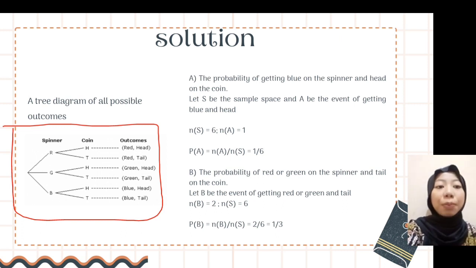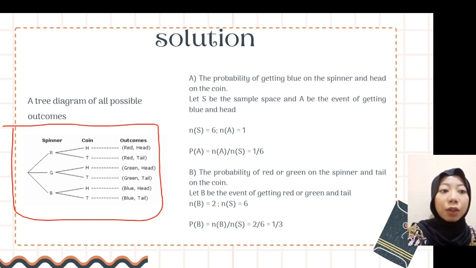Next, B. The probability of red or green on the spinner and tail on the coin. Let B be the event of getting red or green and tail. So n(B) equals 2 and n(S) equals 6. So the probability of red or green on the spinner and tail on the coin equals n(B) over n(S) equals 2 over 6 equals 1 over 3.